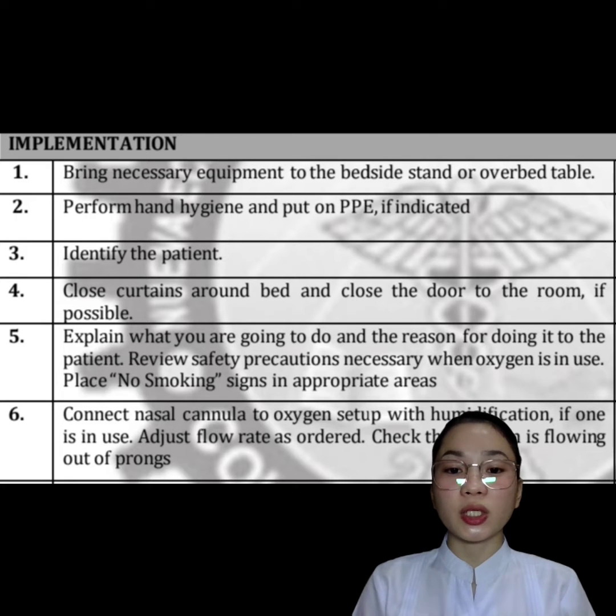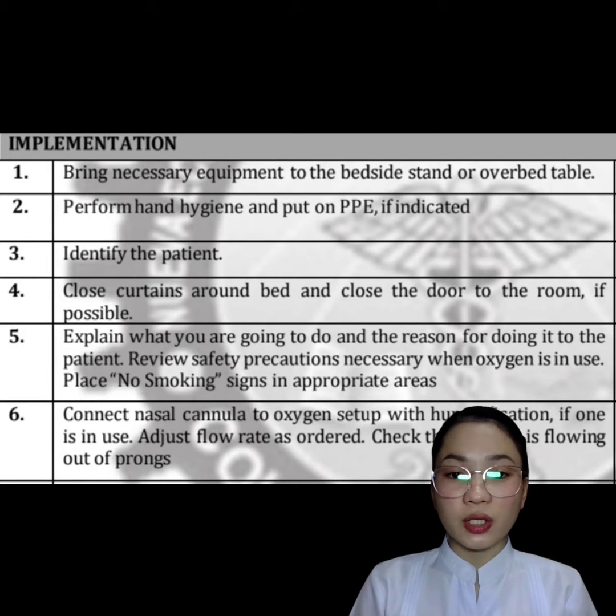Perform hand hygiene and put on PPE if indicated. Identify the patient. Close curtains around bed and close the door to the room if possible. Explain what you are going to do and the reason for doing it to the patient. Review safety precautions necessary when oxygen is in use. Place no smoking signs in appropriate areas.